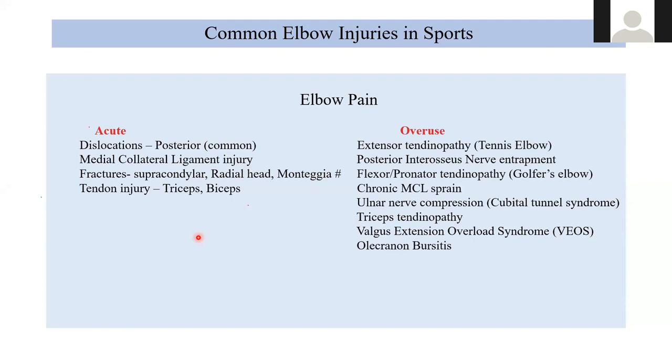The other condition is in throwing sports, especially javelin, where due to the throwing biomechanics, excessive hyperextension in the late acceleration phase of the throw can cause valgus extension overload syndrome. There will be a component of medial collateral ligament injury as well as radiocapitellar joint compression and posteromedial olecranon surface pathologies.